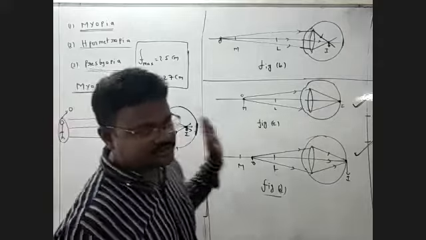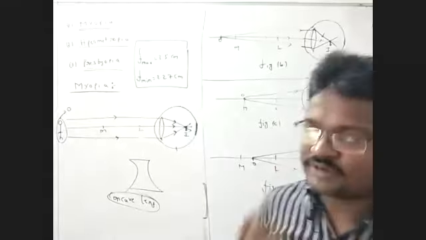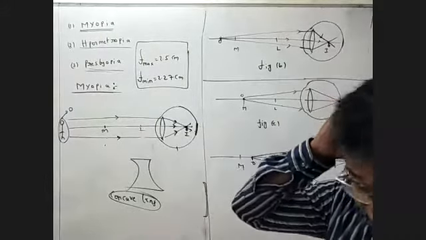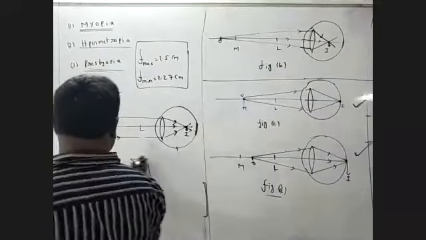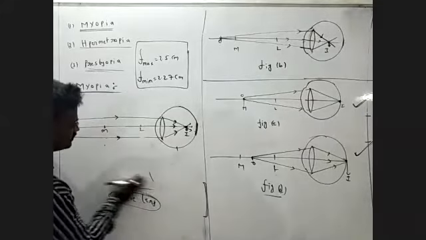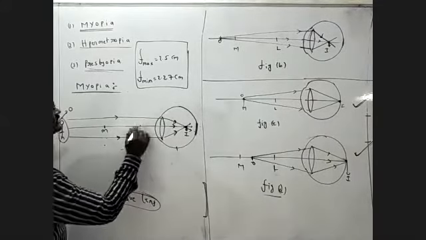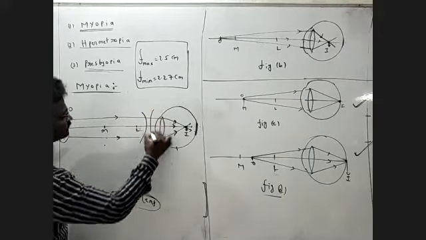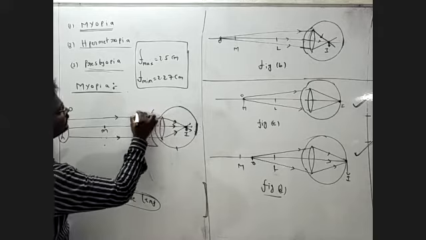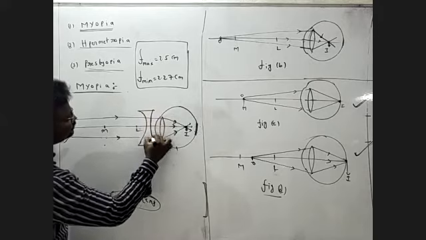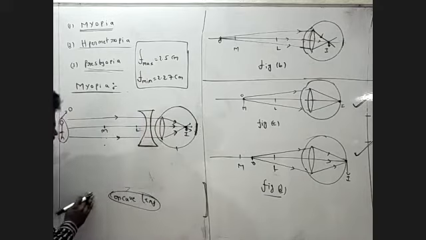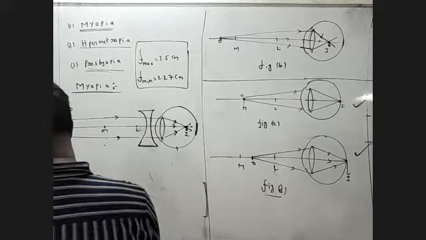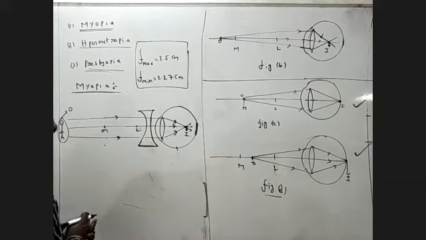So we have to rectify the myopia by using the concave lens. This concave lens is placed here. I'm keeping the concave lens. So what is the use of this concave lens? What is the use of this one?